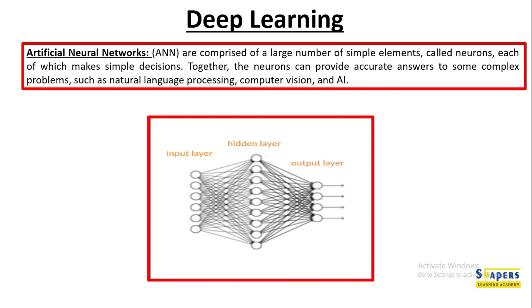Another detailed explanation of artificial neural networks is as below. Artificial neural networks are comprised of a large number of simple elements called neurons, each of which makes simple decisions. Together, the neurons can provide accurate answers to some complex problems such as natural language processing, computer vision, and artificial intelligence.